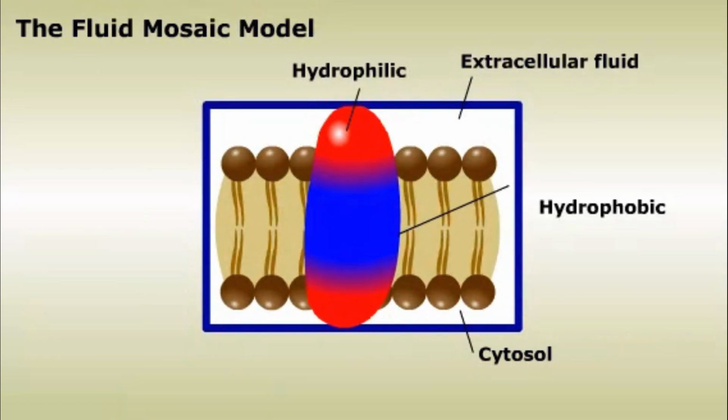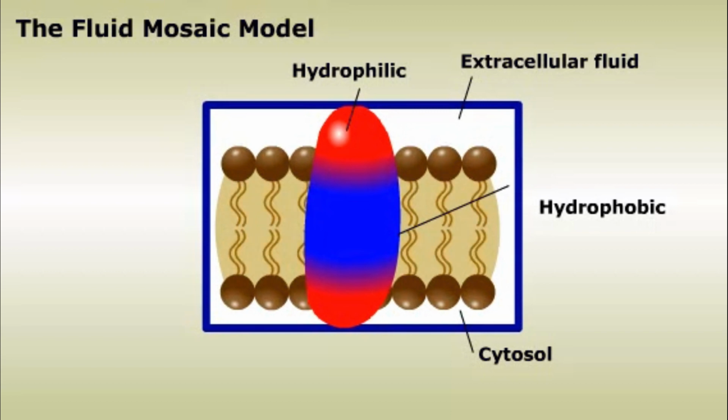This is how integral membrane proteins are oriented. A protein with hydrophilic and hydrophobic regions will span the membrane. The hydrophilic regions are in the extracellular fluid and the cytosol, and the hydrophobic region is in contact with the membrane lipids.